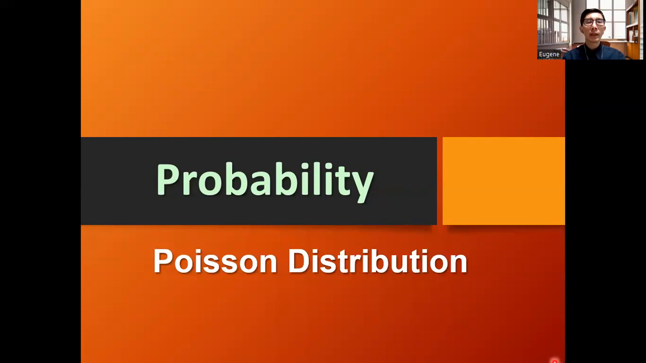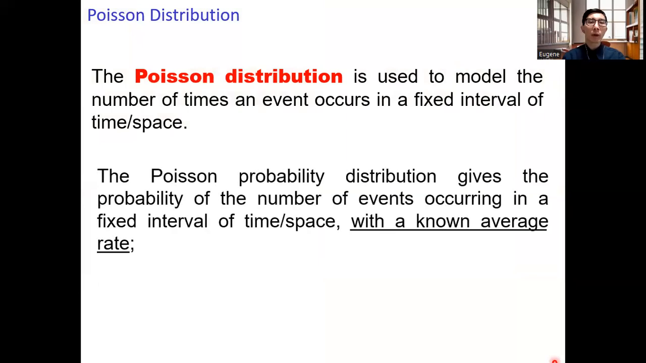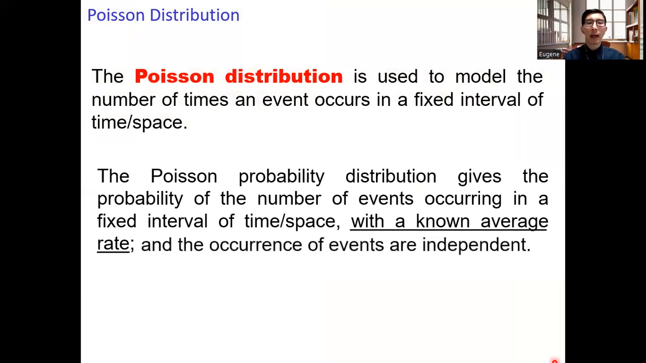Hello everyone. In this video, we will talk about the Poisson distribution. The Poisson distribution is used to model the number of times an event occurs in a fixed interval of time or space. The Poisson probability distribution gives the probability of the number of events occurring in a fixed interval of time or space with a known average rate. And the occurrences of events are independent.